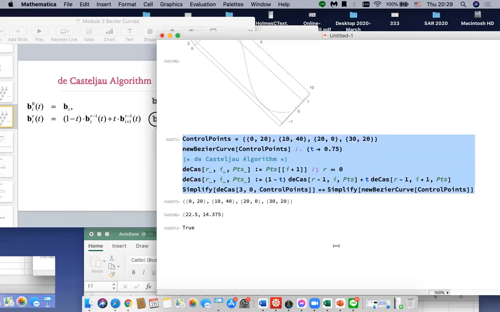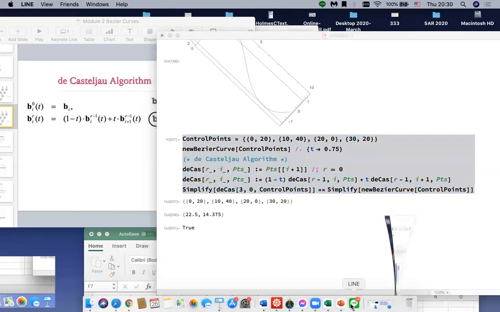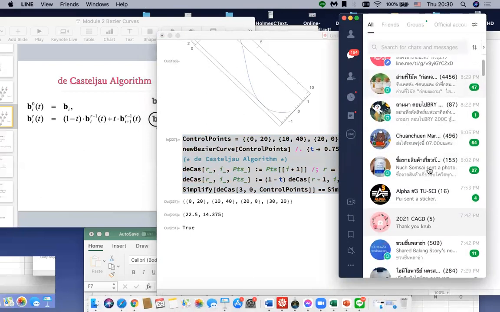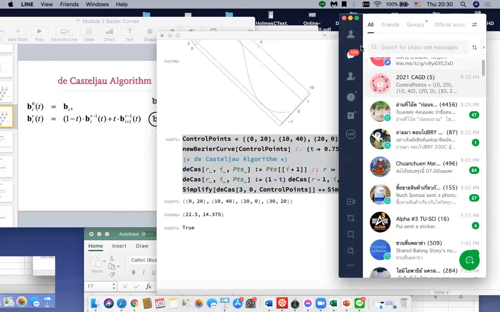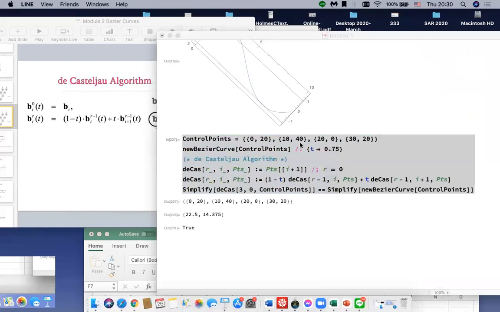Okay, we already have the Bezier curve in terms of the Bernstein polynomial, and we also have the Casteljau algorithm. We put in the same input, that is the same control point set. So here we come out with the same polynomial. So we can guarantee that the Casteljau algorithm can compute the same polynomial, the same value as the Bernstein polynomial.